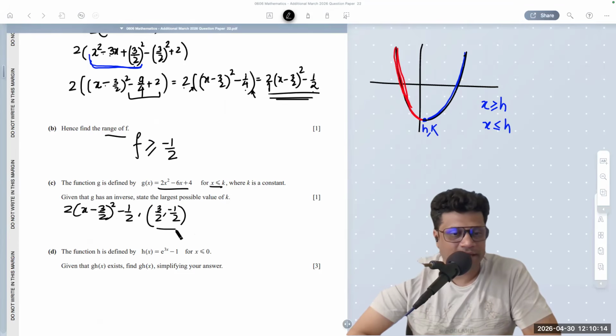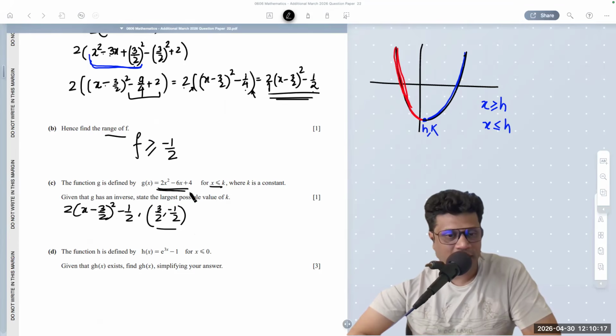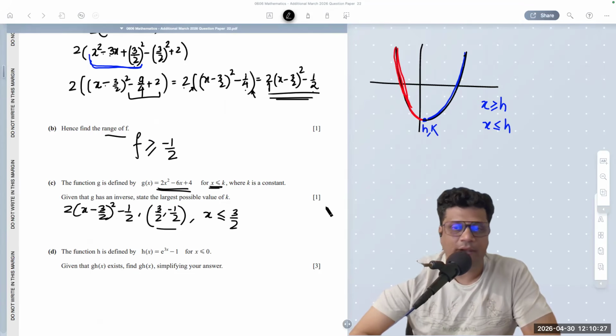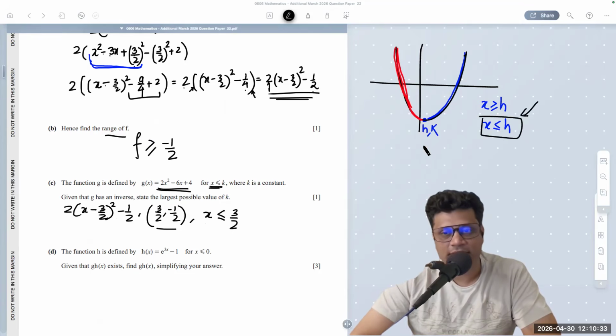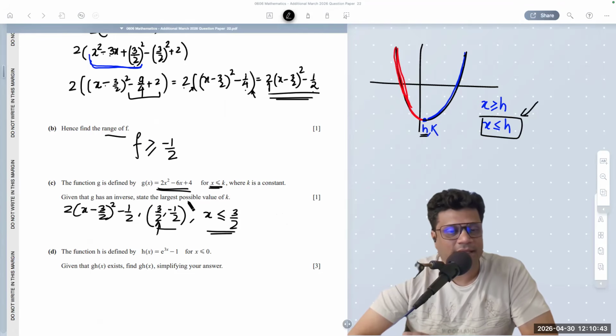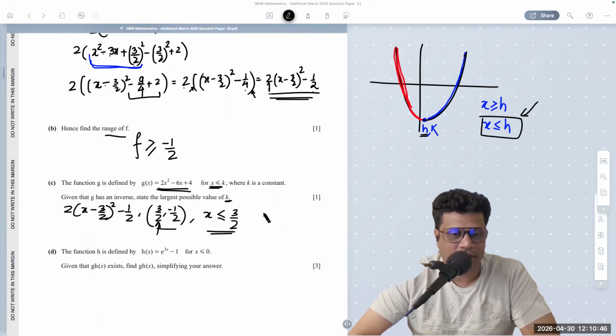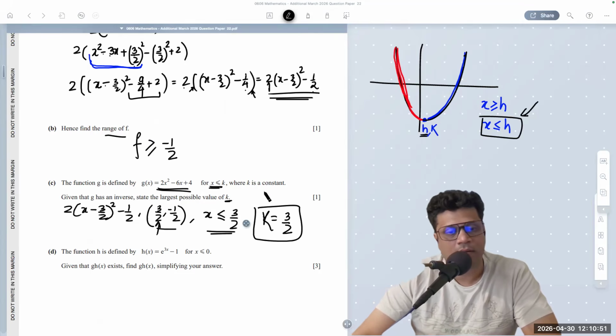Now, if this is the vertex, for the function to be invertible for x lesser than equal to k, x should be lesser than equal to 3 by 2. This is the one, x lesser than equal to h. In this case, the x coordinate of the vertex is 3 by 2. That is why x lesser than equal to 3 by 2 is how it is supposed to be. But pay attention, they wanted you to tell them the value of k. So k is 3 by 2. That is your answer. Okay.